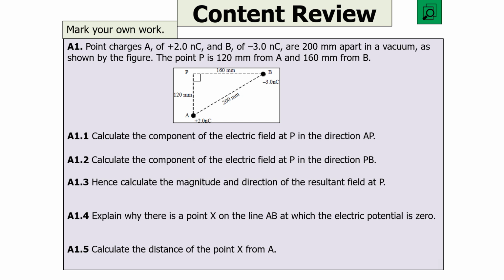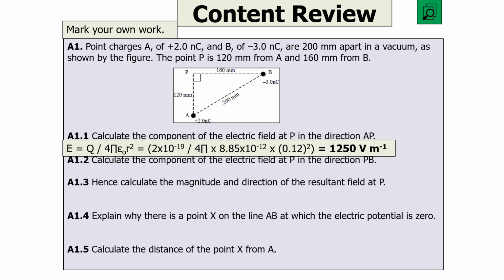Right, in this first one, we've got to use the electrical field equation, which is the electrical field strength is going to be equal to Q over 4 pi epsilon 0 R squared, because it's a point charge. We can then pop in all the values and work it through. Now, the distance between A and P is a straight line of 120 millimeters, so that's 0.12 meters. Pop in all the values and we get 1,200 volts per meter.